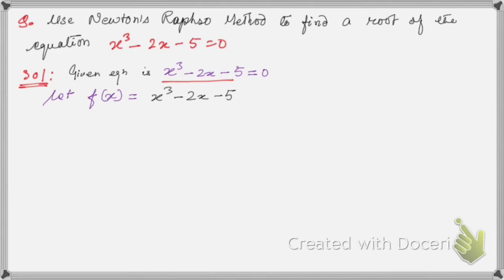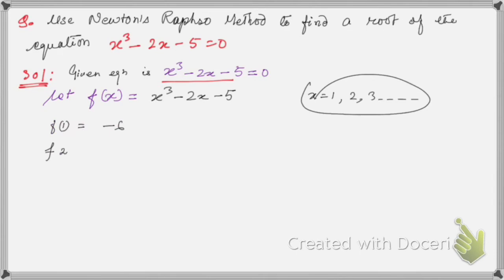Now let us put x equal to 1, 2, 3 and find the value of f of x. Then f of 1 you will get minus 6, f of 2 you will get minus 1, f of 3 you will get plus 16. Now as you can see, f of 2 is less than 0 and f of 3 is greater than 0. One is negative and one is positive. So in this case we are going to take the initial approximate value as x naught equal to 2.